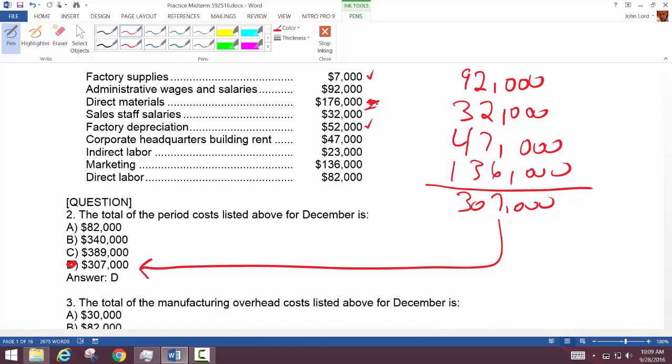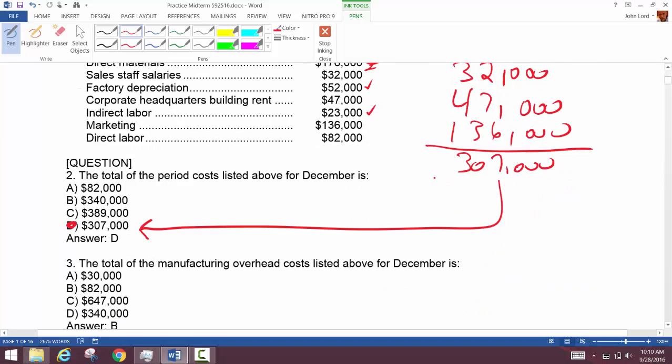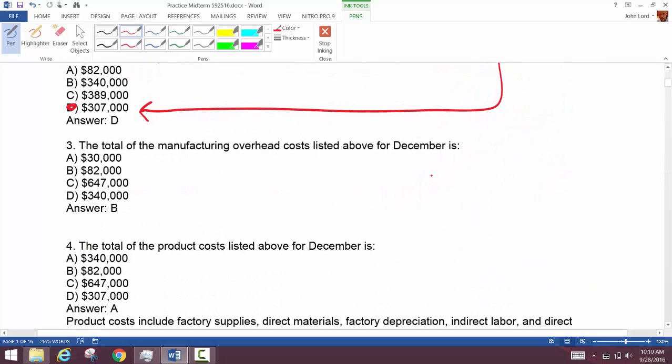Okay, so we're not going to pick up the direct materials. No. Factory depreciation. Got the factory depreciation at 52,000. Good. Indirect labor. Got the indirect labor of 23,000. Okay, good. 55, 62. Nothing else, right? So I'm showing 82,000 on my calculator. Is that right? Yeah. There you go. So choice B for number 3.